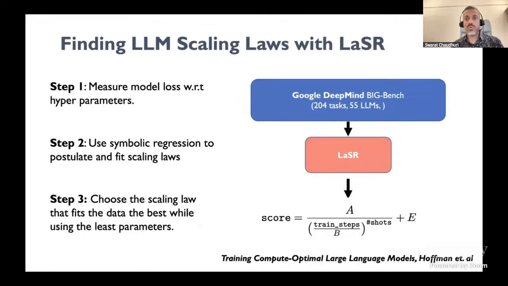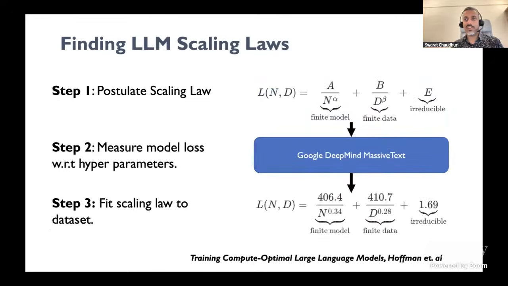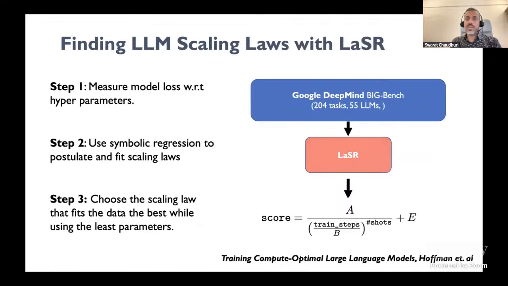Now we did the same thing with Laser. Rather than fitting a hand-fitted law, which was done in the Chinchilla paper, right? So they basically postulated a law like this, and then they fit the parameters. But by contrast, what we did is that we just asked Laser to go find it. And Laser was able to come up with this sort of a law where we also had this parameter called number of shots, which is, if you're doing prediction, the number of examples that you're giving it in context. And this parameter is available in some of these data sets, right?